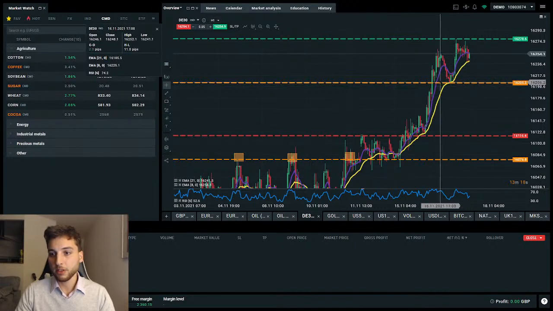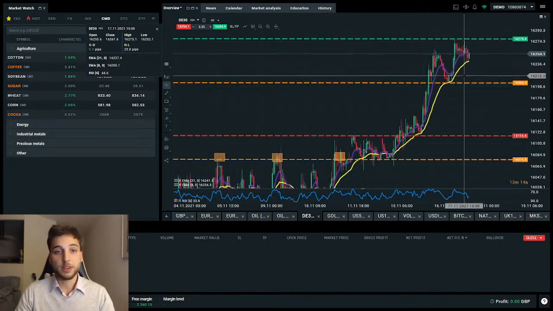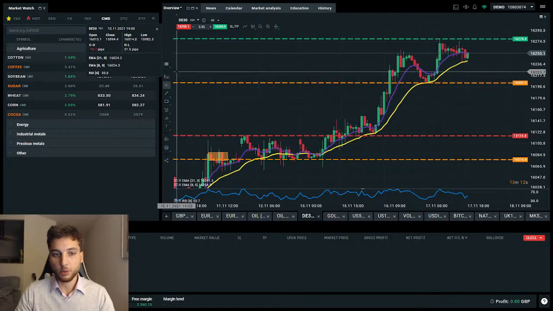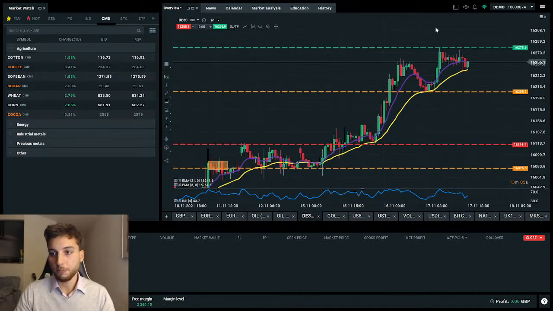Pullback 0.3%, testing, so you can see price reaction area around 16,200 points. Again, once again, coinciding with this yellow line, which is the EMA, exponential moving average, 21 periods. And then one more push higher, breaking through the previous high, which is this.